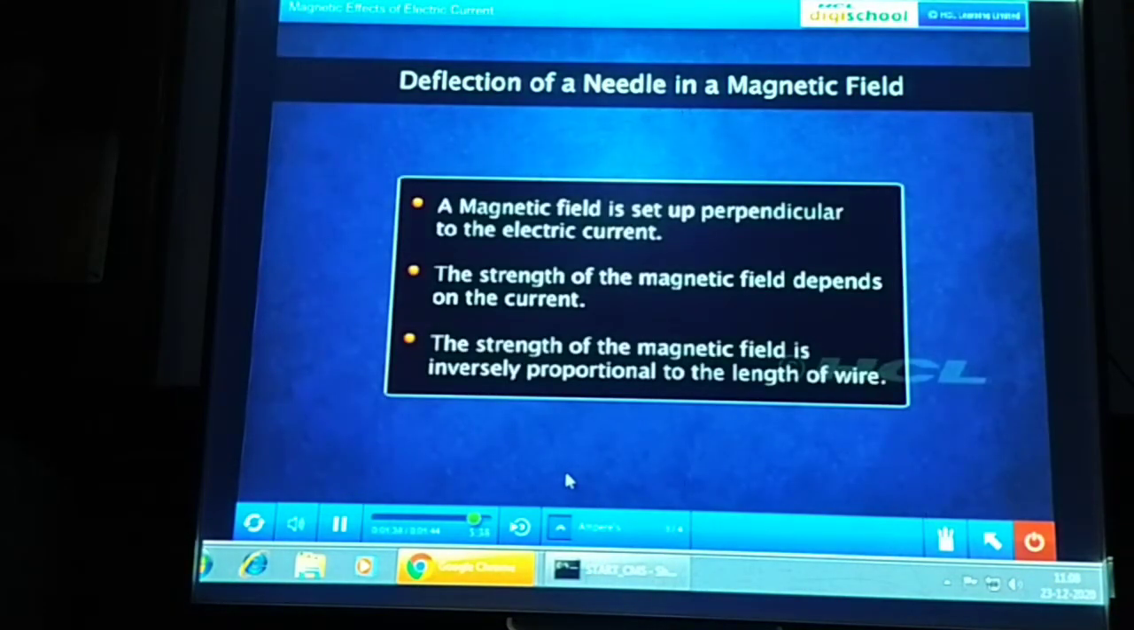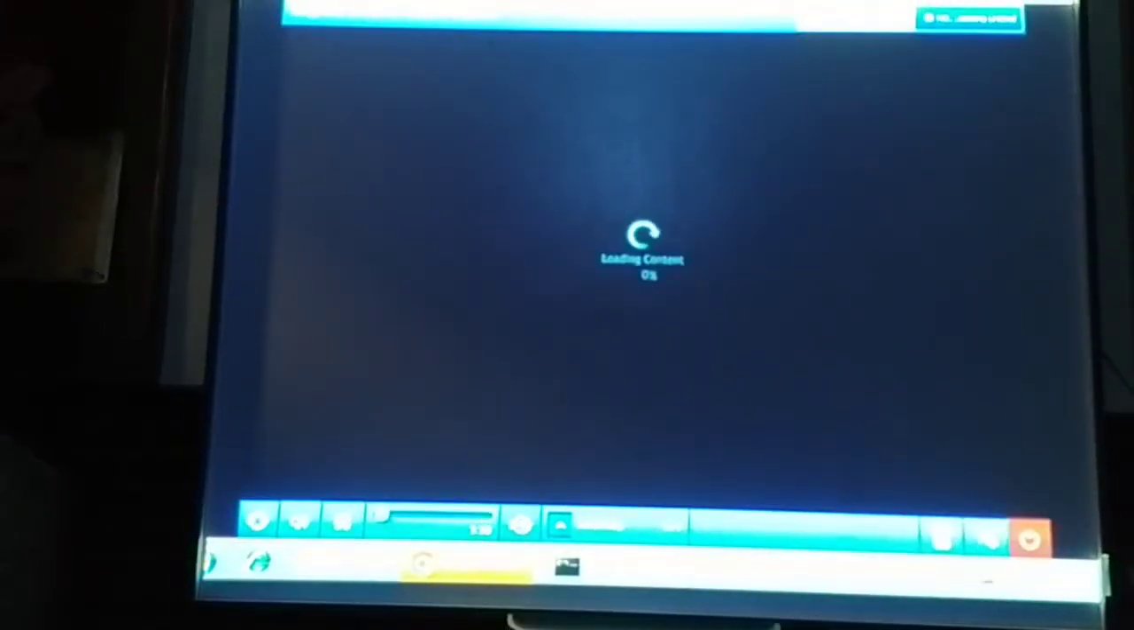The magnetic field is set up perpendicular to the electric current. The strength of a magnetic field depends on the current. The strength of the magnetic field is inversely proportional to the distance.